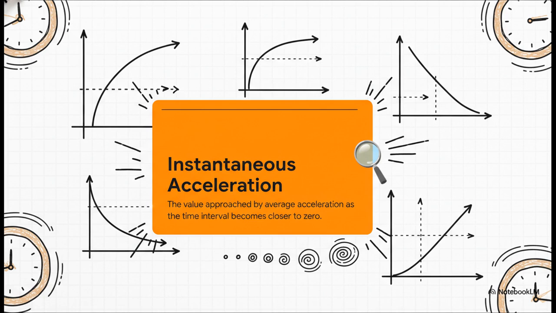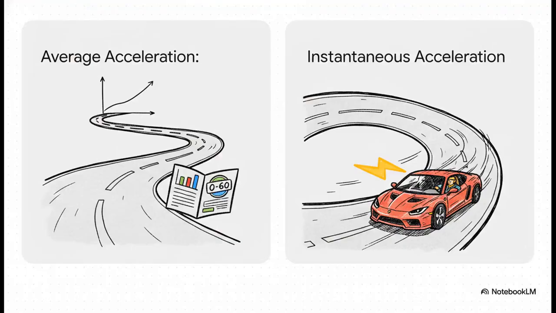This is what we get when we shrink that time interval down and down and down until it's practically zero. This isn't the acceleration over 5 seconds, this is the acceleration happening this very instant. So here's the bottom line. Average is the whole story, from start to finish. Instantaneous is just one single moment in that story. It's the difference between reading the car's specs in a brochure and actually feeling that G-force push you back in your seat at one specific point in time.